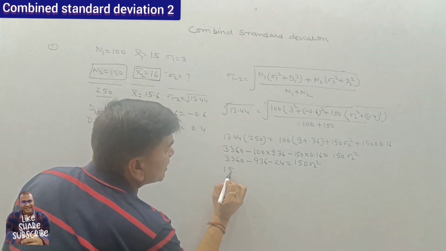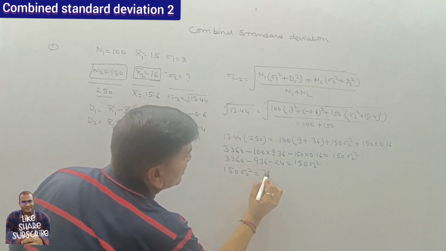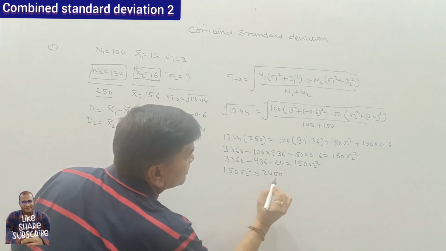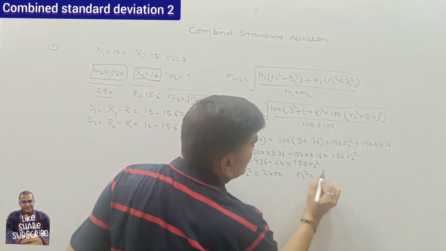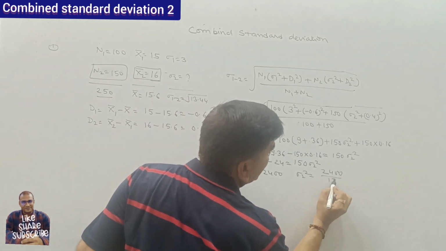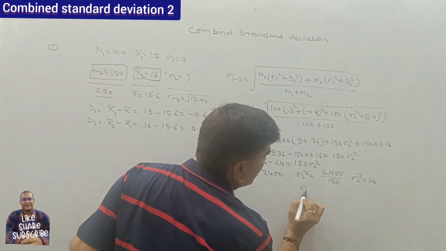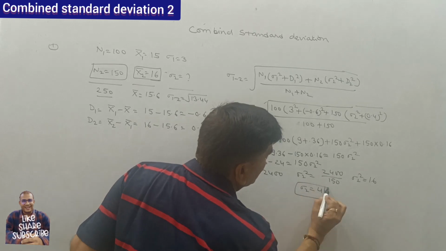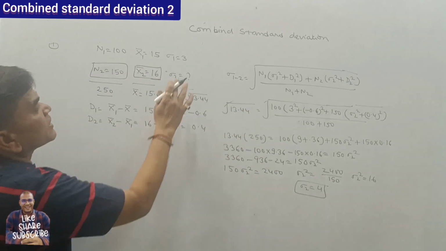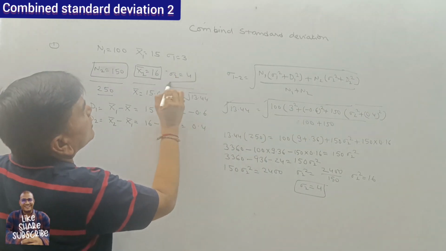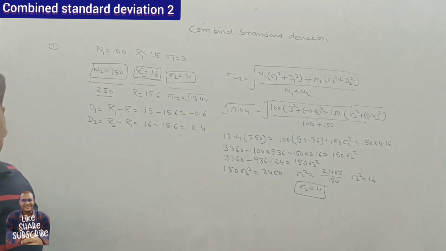So 150 standard deviation 2 squared is equal to 2400. Then standard deviation 2 squared is 2400 divided by 150, which is 16. So the value of standard deviation 2 is 4. So the value of standard deviation will be 4. So this is very easy.